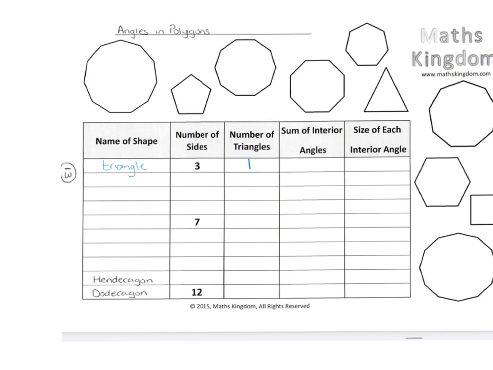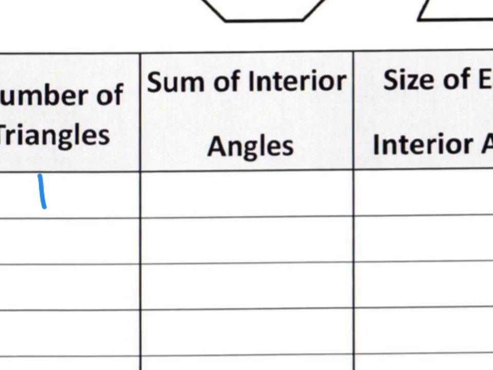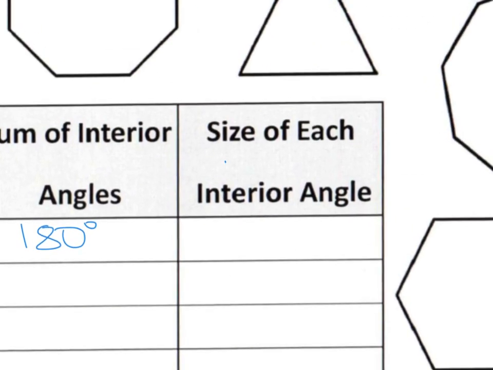The sum of the interior angles, so we should all know that the angles in a triangle adds up to 180. Okay, so the sum of all the angles is 180 degrees. Okay, and the size of each interior angle, well, this is for a regular shape. Okay, so I'm just going to type regular.